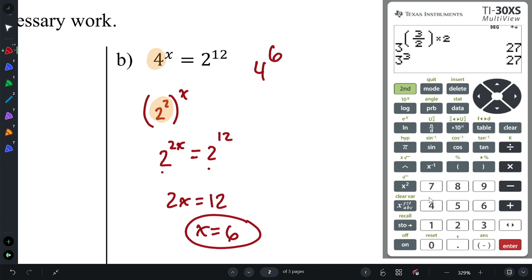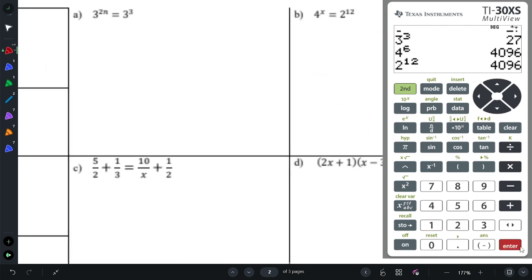I got to grab this one. 4 to the power of 6 gives me that number. And if I look at 2 to the 12th power, I'm looking at exactly the same thing. Perfect. So x is 6. That's part B.